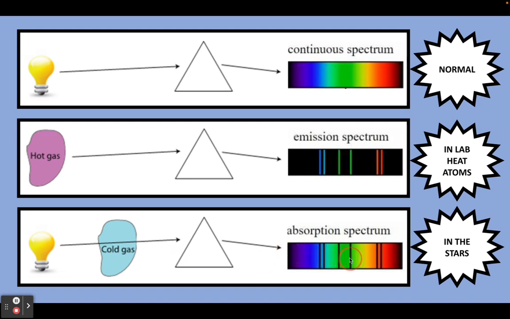And then you can see the colors of light here. The ones that are missing are the exact ones that are emitted here, but they're missing here because the cold gas absorbed them. So this is an absorption spectrum. And this is what happens in the stars, right? So normally we have absorption spectrum.